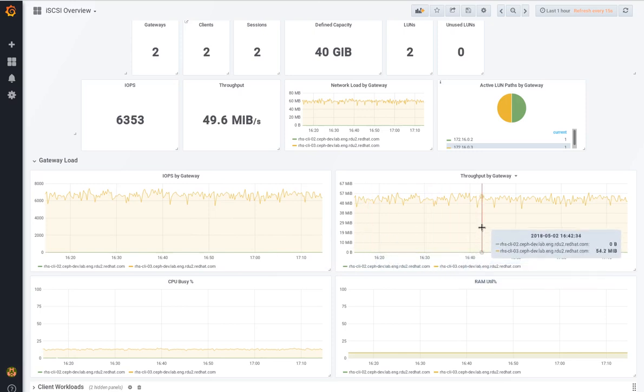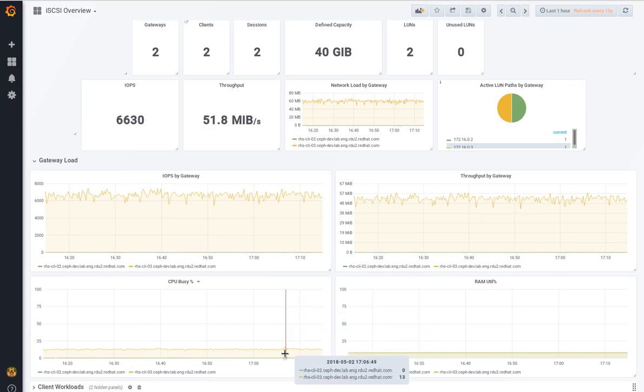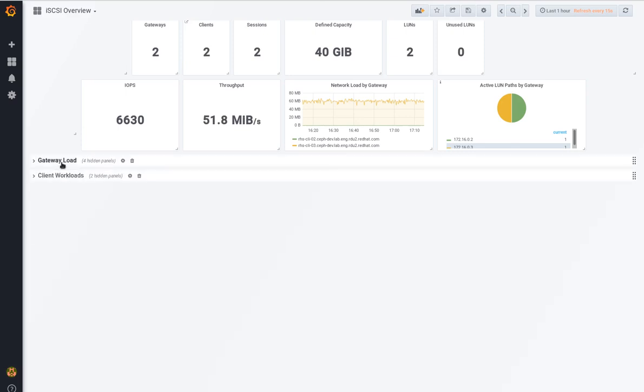And we've got throughput by gateway, and obviously with IOPS and throughput, when you go through a gateway, there is a price to pay, and that price to pay is in CPU. So we can see and track CPU growth. So you can match up what your IOPS throughput is against your CPU busy on a particular gateway. So that's the gateway view of the world.